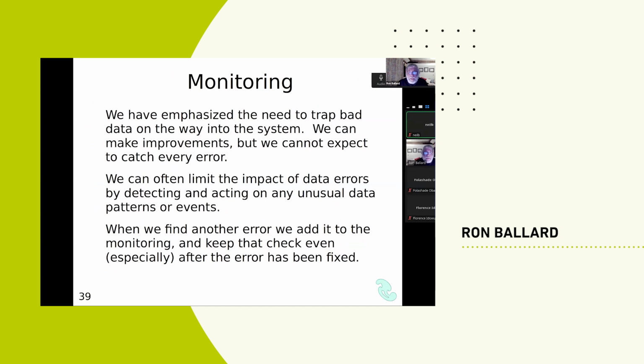We've emphasized the need to trap bad data on the way into the system. We can make improvements, but we cannot expect to catch every error. We can often limit the impact of data errors by detecting and acting on any unusual data patterns or events. And when we do find another error, we add it to the monitoring and keep that check, especially after the error has been fixed, because we get regressions coming back.